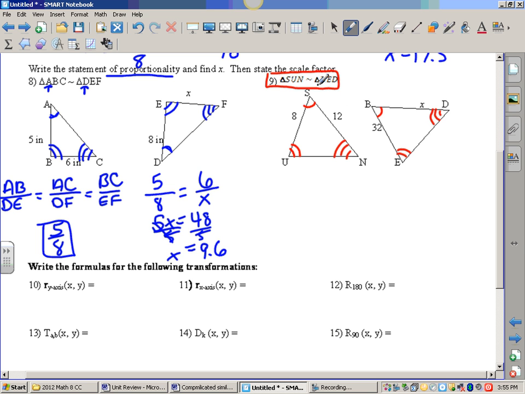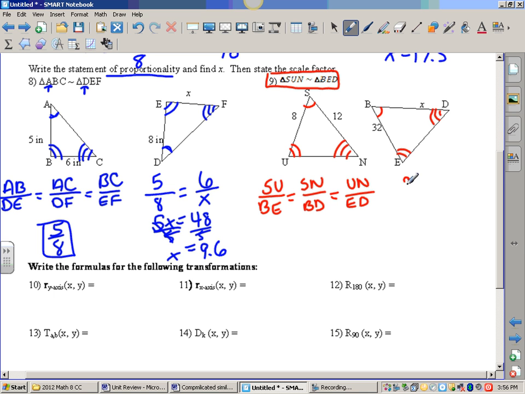And now we're going to talk about our statement of proportionality. What sides correspond to what sides? So SU is to BE, SN to BD, and UN to ED. There's my statement of proportionality. Without a doubt, they all have to reduce to the exact same fraction or else they're not proportionate and they're not similar. I use my statement of proportionality to then find x.